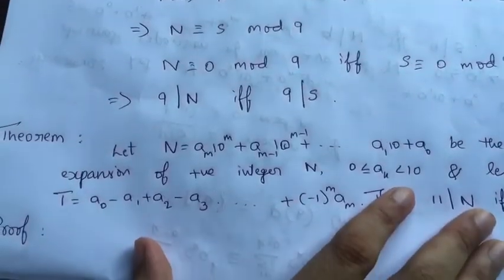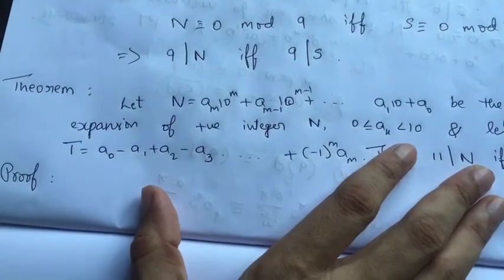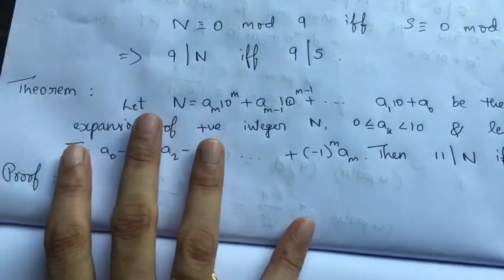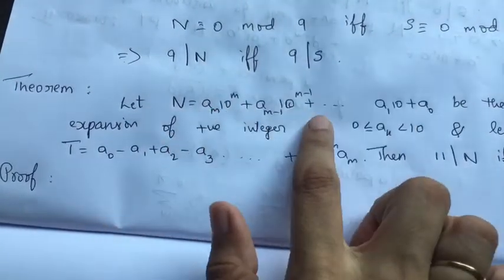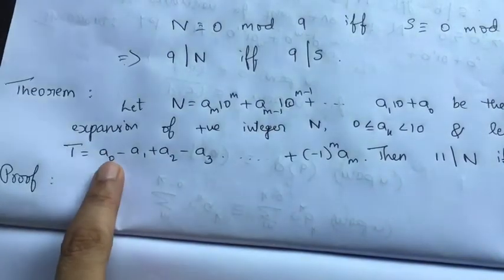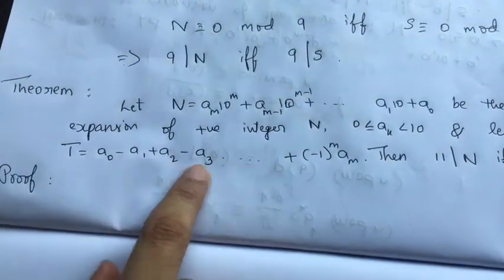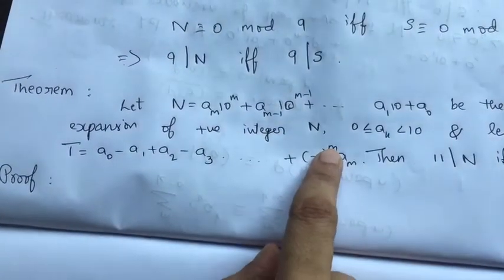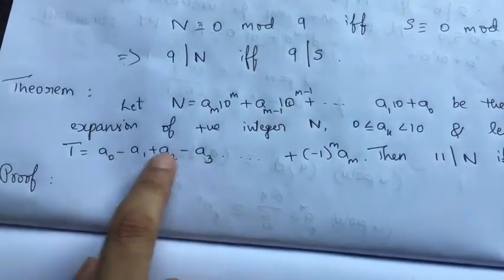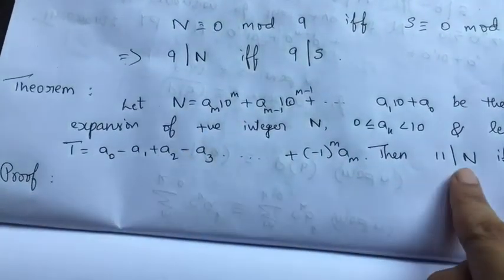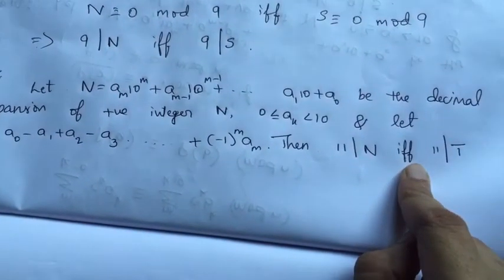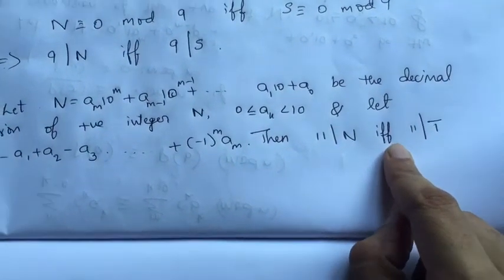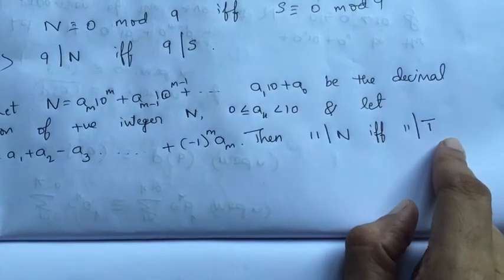So another divisibility test is divisibility by 11. If n has the decimal expansion, and t is a0 minus a1 plus a2 and so on, minus 1 power m am. Please notice the change. Then 11 divides n if and only if 11 divides t.